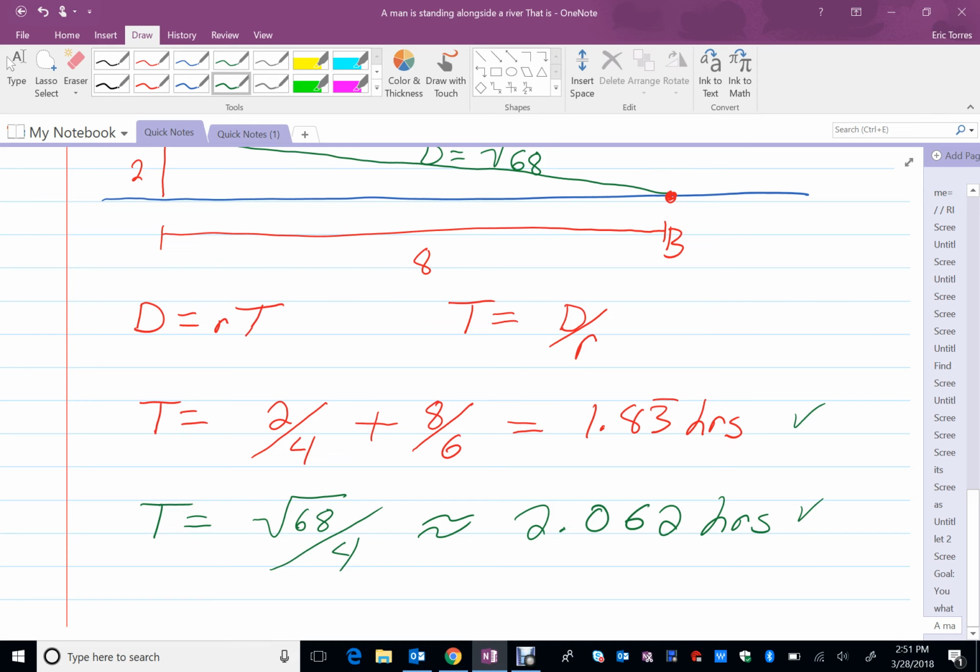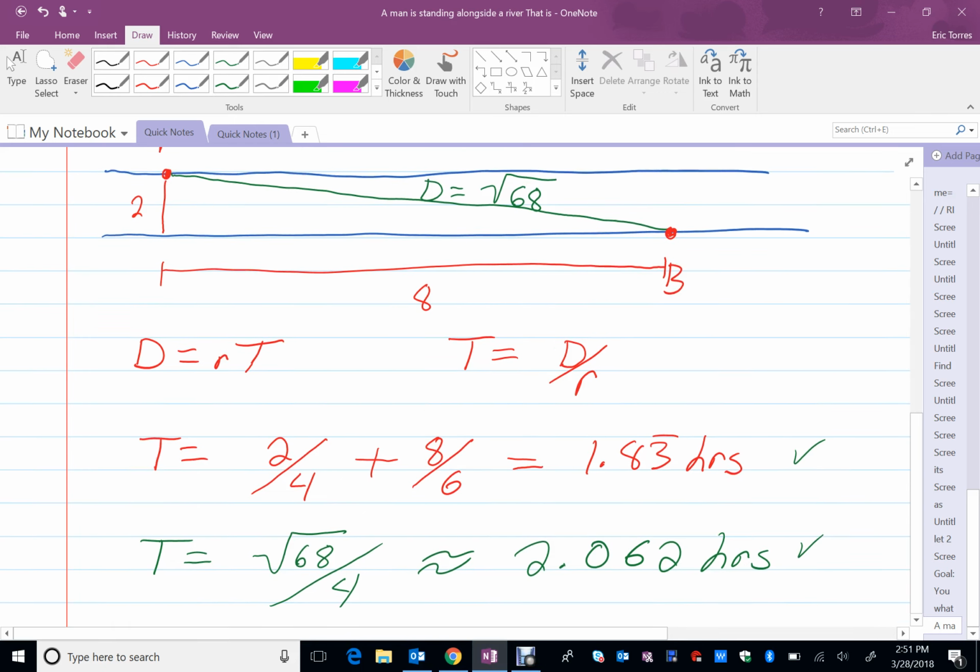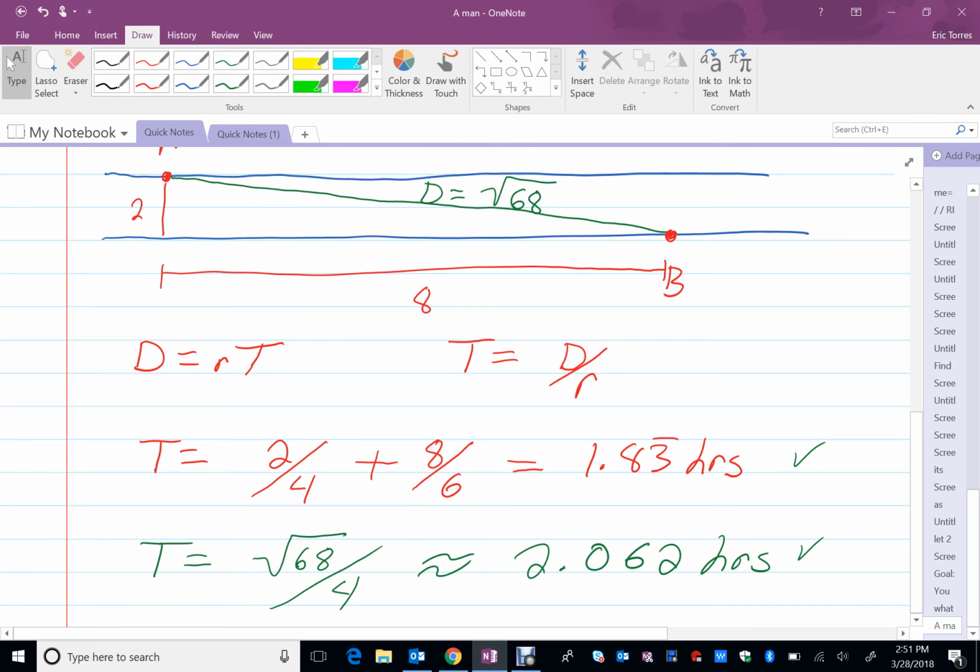There is a third option. And let me erase this. And that is if he rows from point A to some point between straight across and point B. We'll call this point C. And then he runs down the river bank that remaining distance.